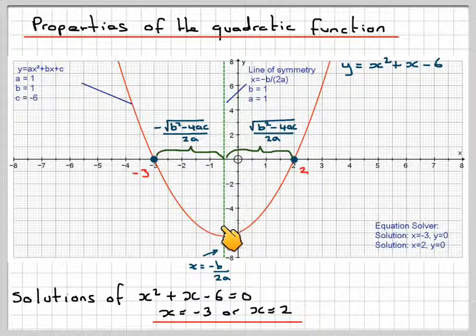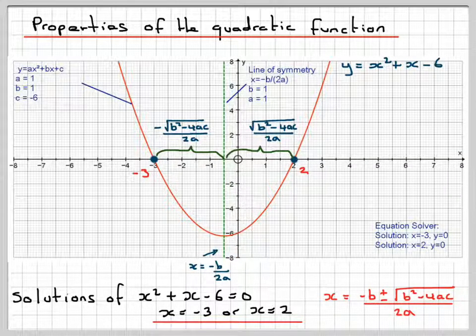Also, this line of symmetry will give me the x coordinate of the vertex, or the minimum point, or the maximum point if a is negative. So this is related very much to the quadratic formula, minus b plus or minus the square root of b squared minus 4ac all over 2a. Okay, so those are some of the properties of the quadratic equation y is equal to ax squared plus bx plus c. In the next video we will look at the other format, which is completing the square.